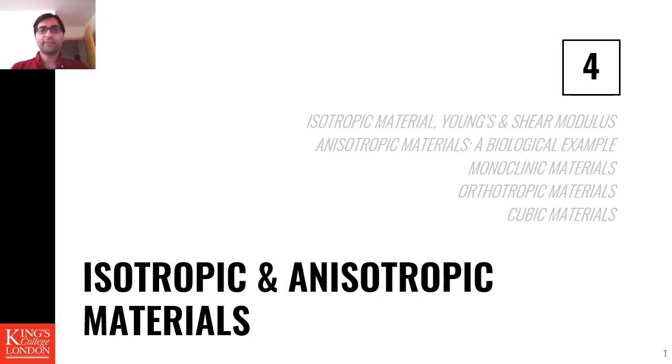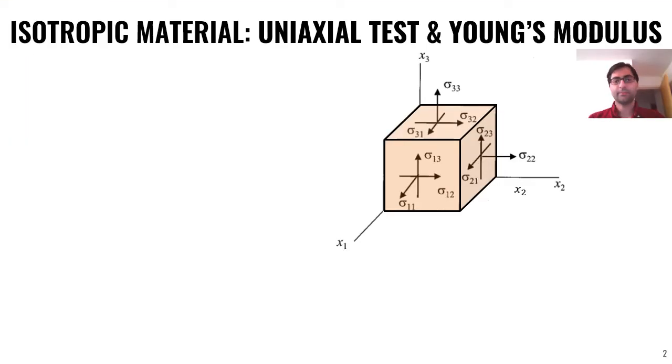The fourth part of the lecture is about isotropic and anisotropic material. Isotropic material: in the case of uniaxial test and Young's modulus. In a uniaxial test, sigma 11 is constant and sigma ij is 0.